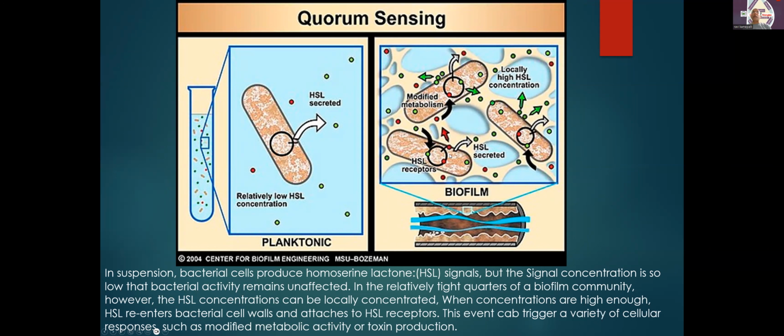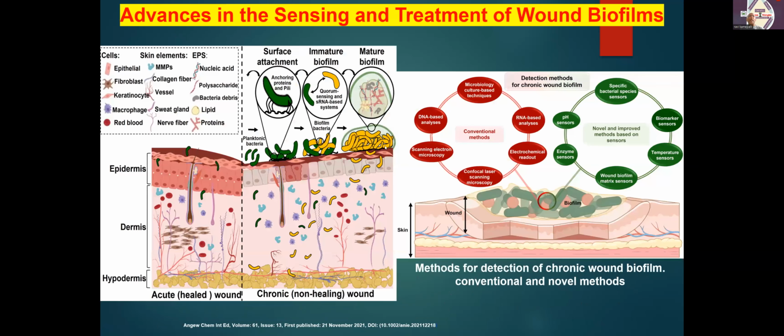there is something called a quorum. That is, when a meeting starts, a quorum is formed. Similarly, when an adequate amount of bacteria accumulate, then a quorum is happening. And obviously, this happens as the surface attachment happens and biofilm bacteria mature. And when there is maturing, there is quorum sensing happening.